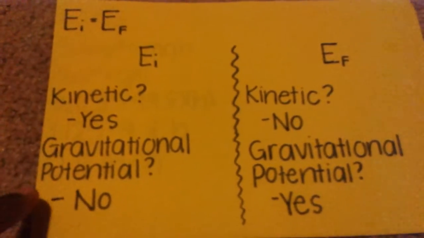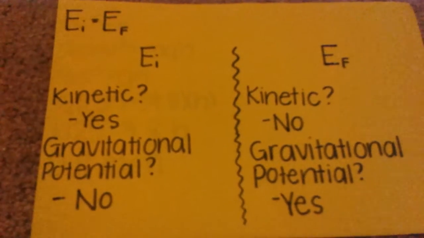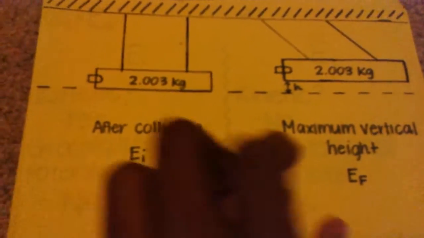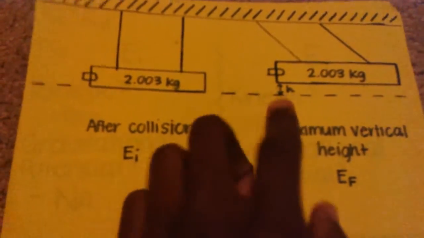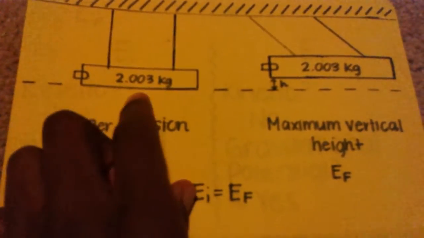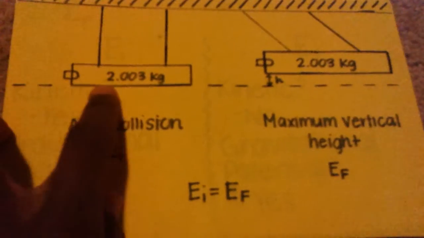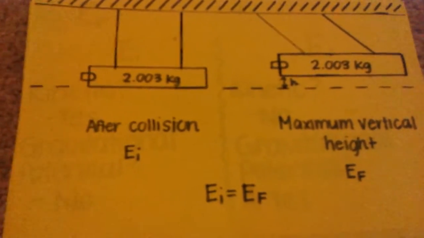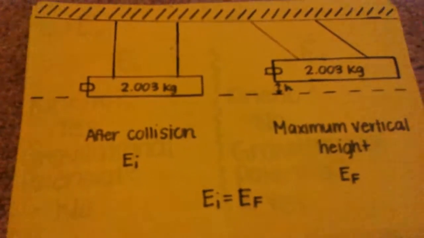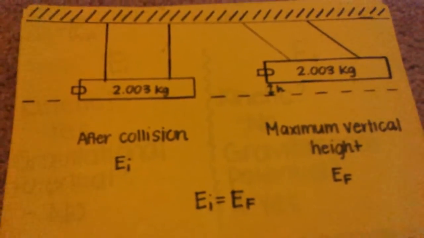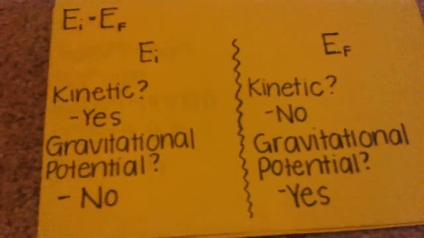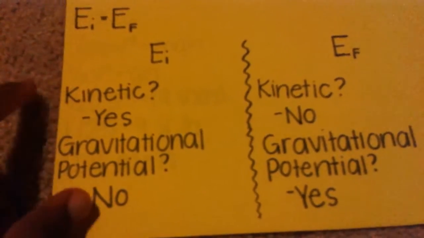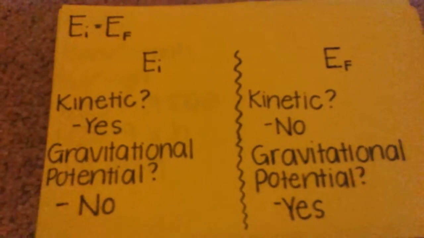Secondly, is there a gravitational potential energy? Well, since we're trying to find the maximum height above the initial position, we can use the initial position as h equals 0 because it hasn't moved above or below its initial position. So, because h is equal to 0, it does not have any gravitational potential energy at that point.